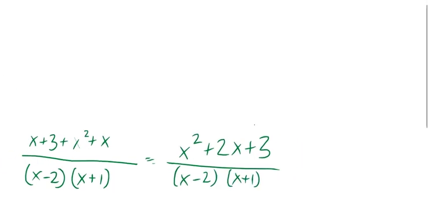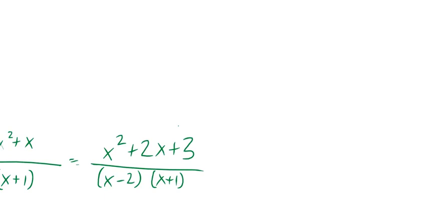I check to see if something is going to simplify. If something simplifies, it would come from factoring. So does my numerator factor? Multiplies to 3, adds to 2. No, nothing does that. So nothing to simplify.